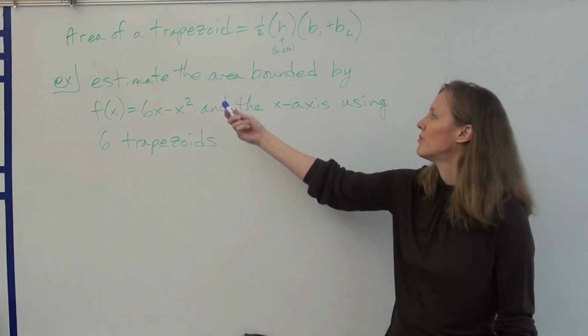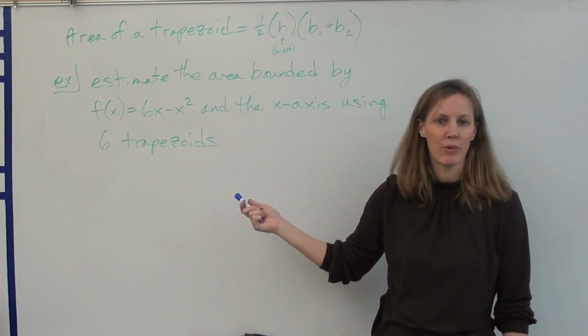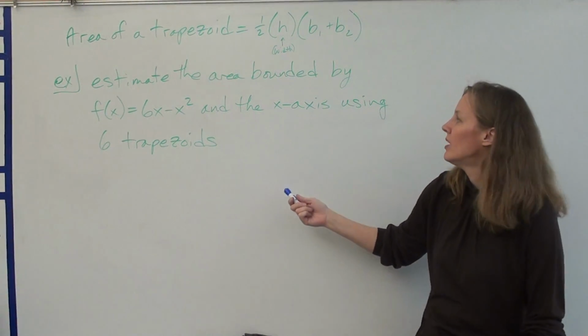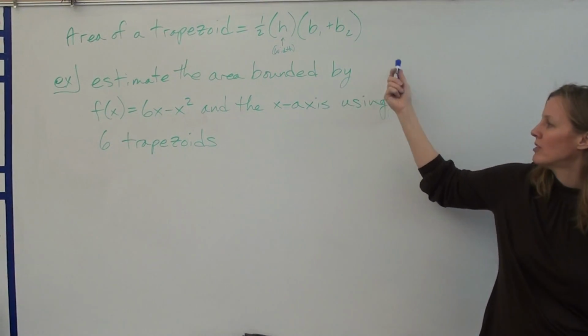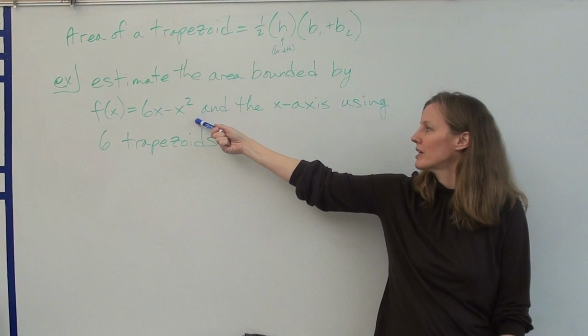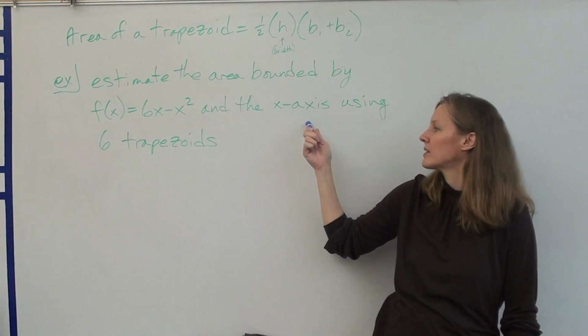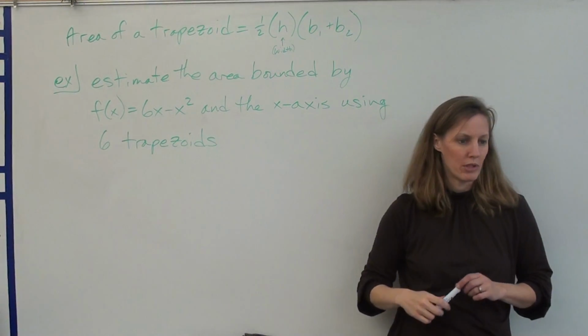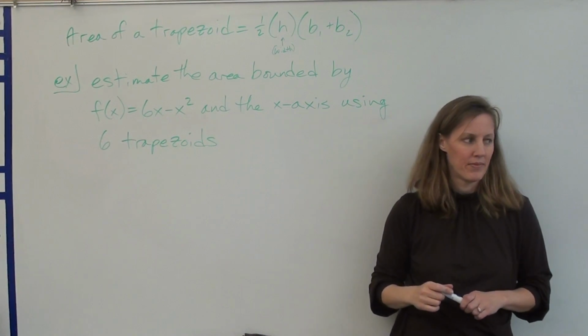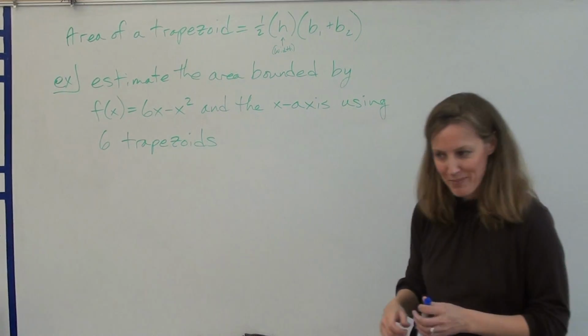But we're going to jump right in with an example, and then I'll walk you through how to do it with the example. So we're going to estimate the area bounded by the function f of x equals 6x minus x squared and the x-axis using 6 trapezoids. Whoa. Wait up. I will wait up.